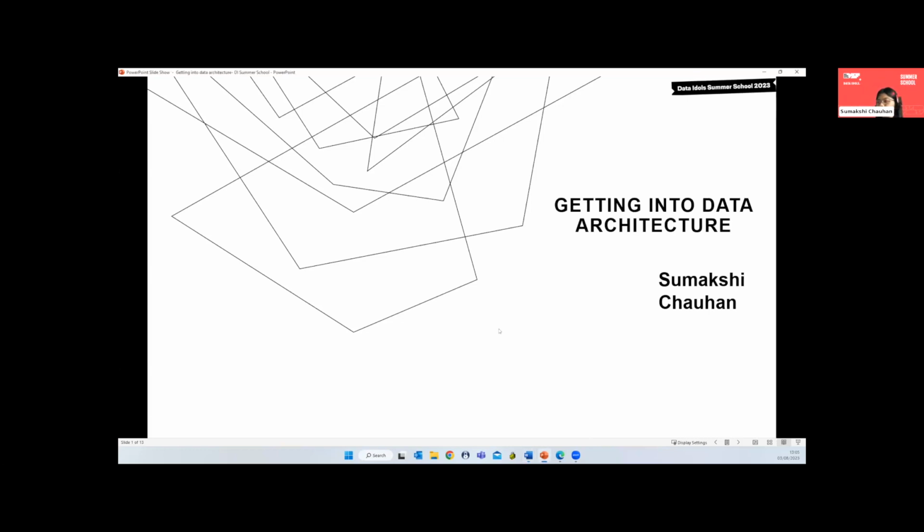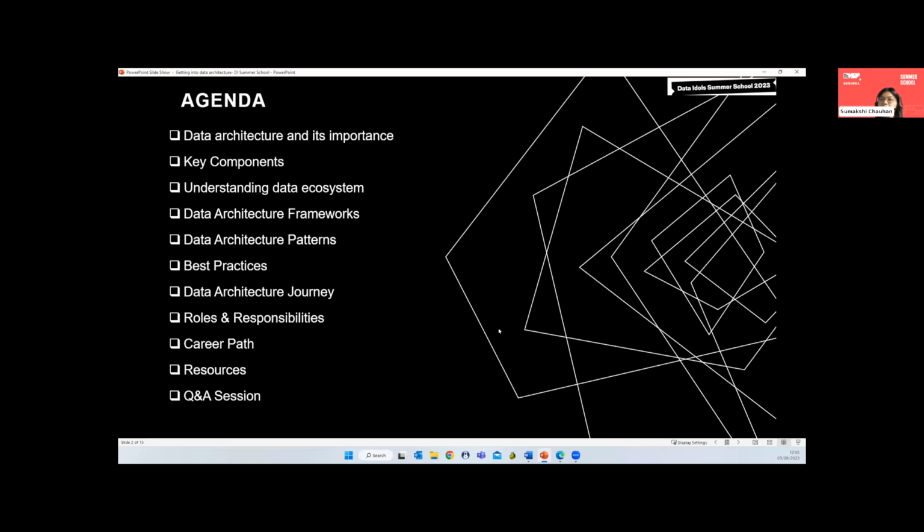Let's get straight into today's agenda for the session. So I would be discussing what is data architecture, what is its importance or significance, and what are the key components of data architecture. We would also look into understanding the data ecosystem. Then we'd look into the data architecture frameworks, its patterns, and what are the best practices to follow while designing a data solution or a data architecture solution.